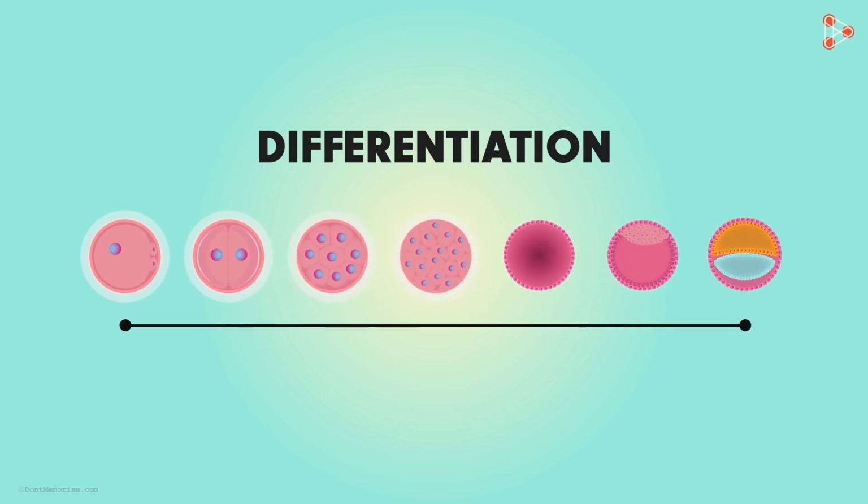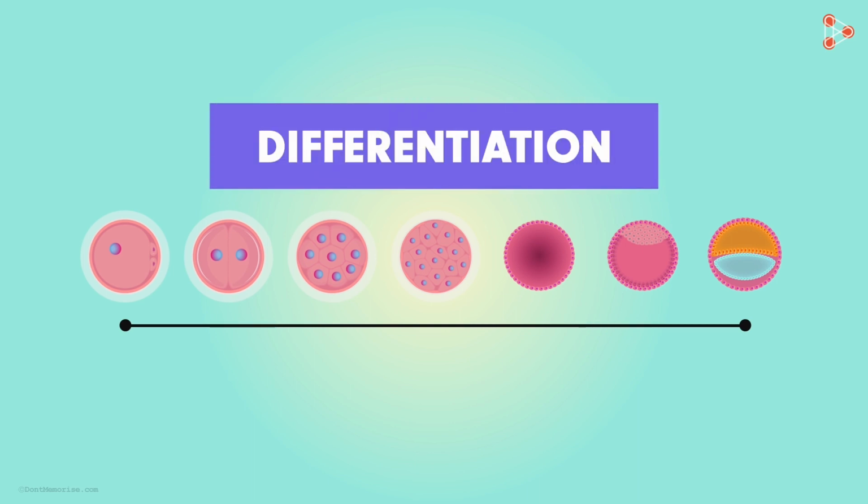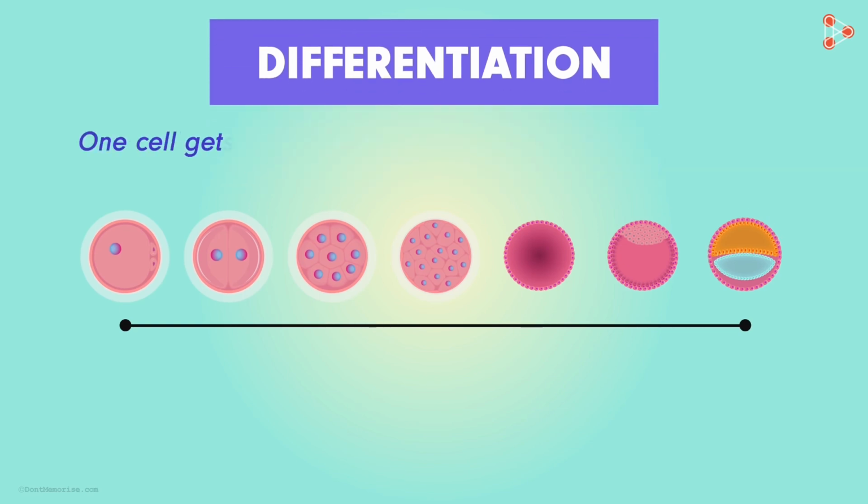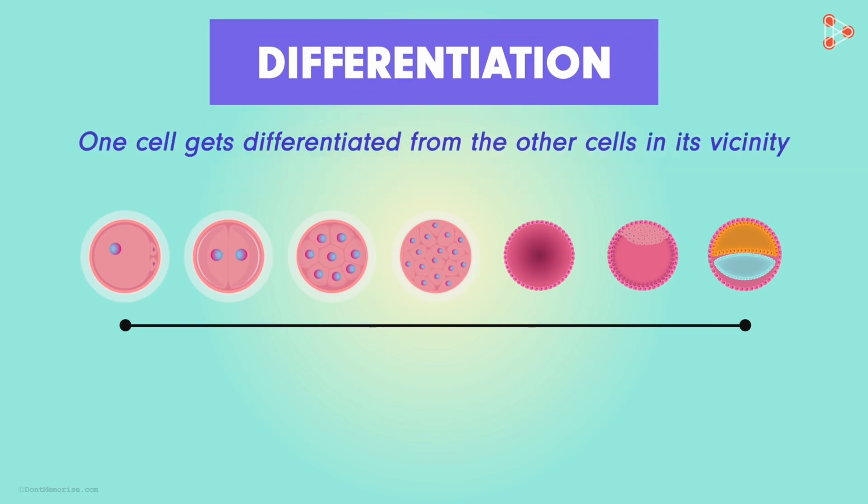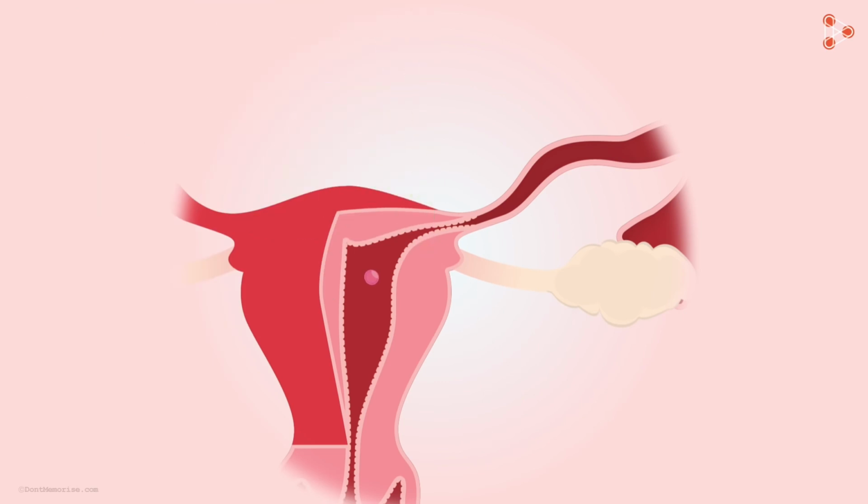Yes, I know, it's from the single cell that was present at the beginning. But how is this possible? The answer to this is the differentiation process. As the name suggests, it is a process in which one cell gets differentiated from the other cells in its vicinity. As a result, we get a whole new variety of cells from these differentiated ones after successive division. So, coming back to the blastocyst stage, it is now a mass containing differentiated cells.